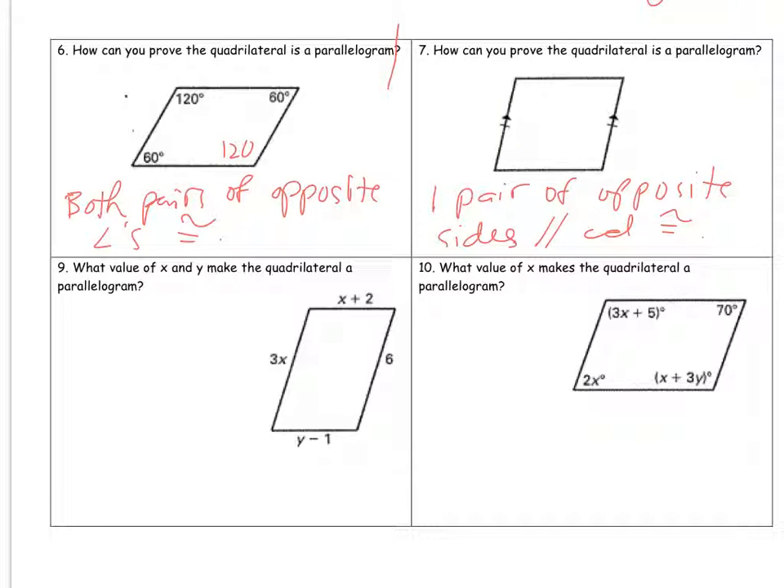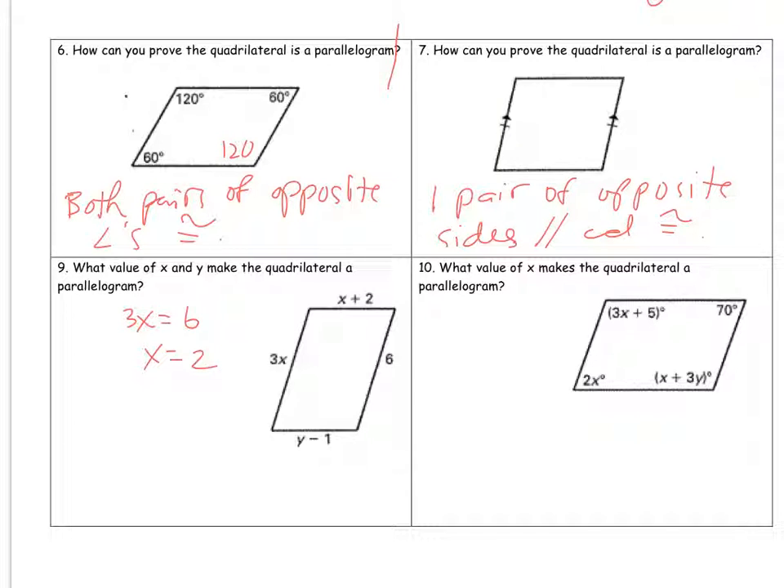Using algebra, we're solving. So if this is a parallelogram, what x value would make it a parallelogram? Why 2? Well, because the 6 and the 3x have to equal each other, and 3 times 2 is 6. So 3x equals 6, x equals 2 if you divide by 3. All right? Who's got the y value? What did you get for y? 5. Okay. Why do you have 5?